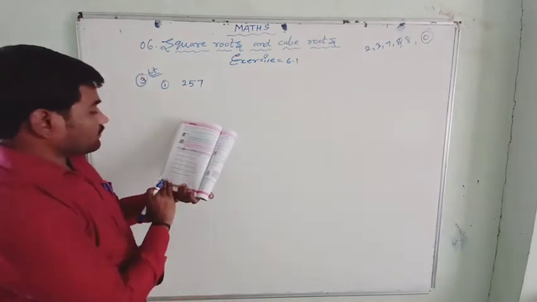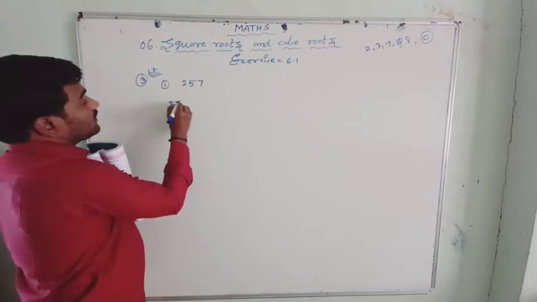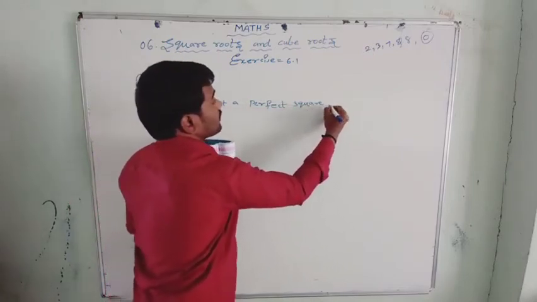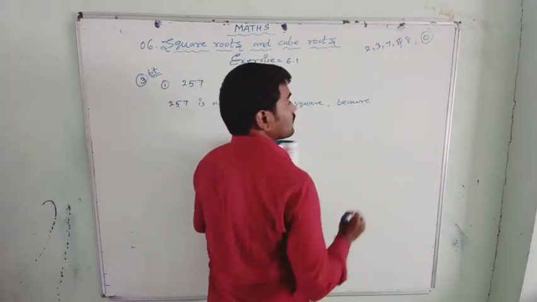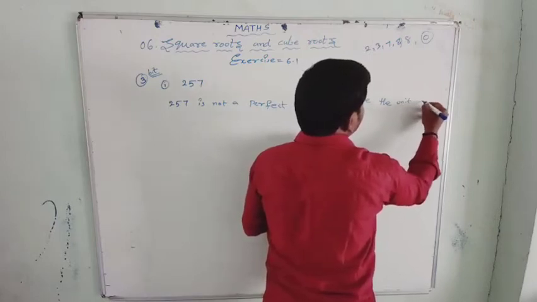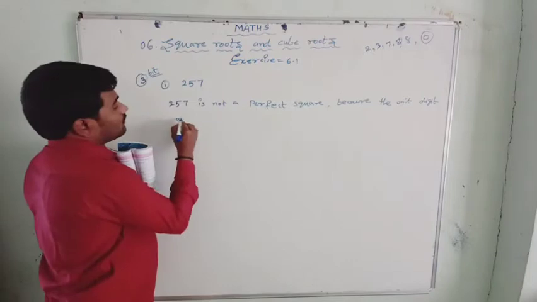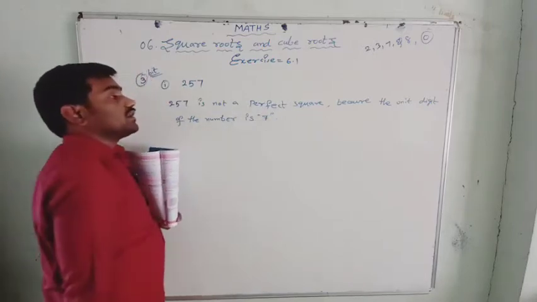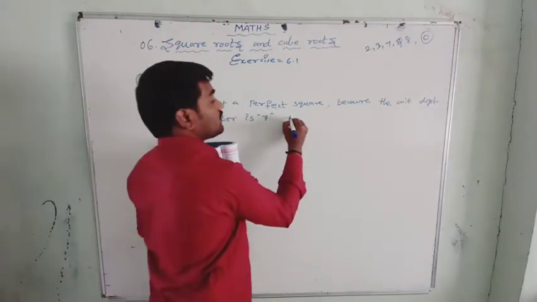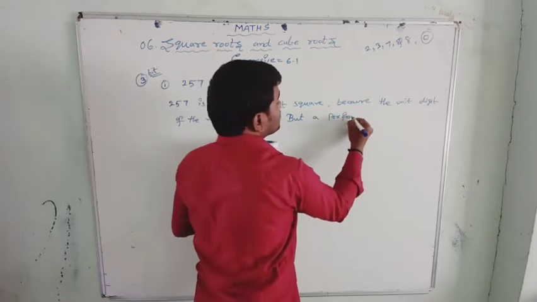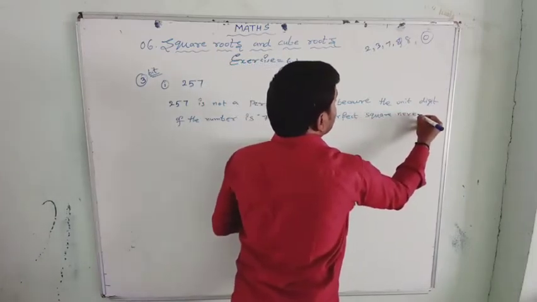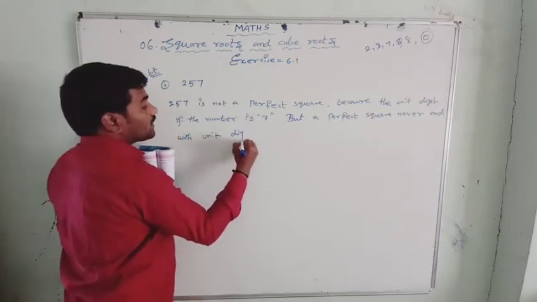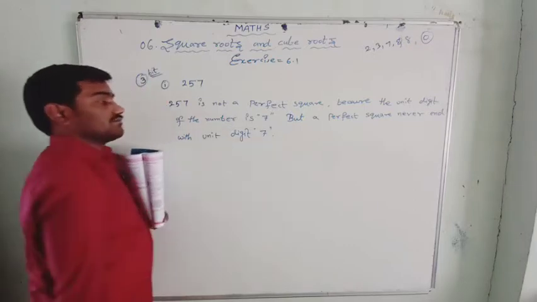So 257 is not a perfect square because the unit digit of the number is 7, but a perfect square never ends with the unit digit 7. This will be the answer.